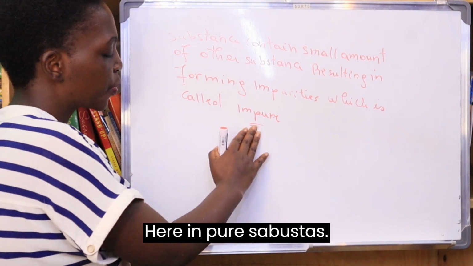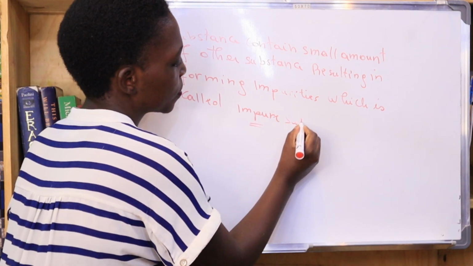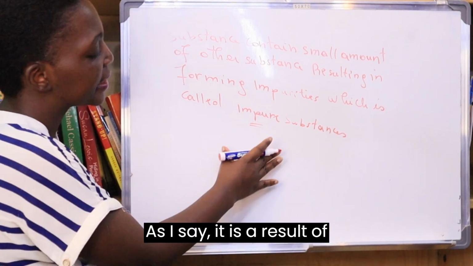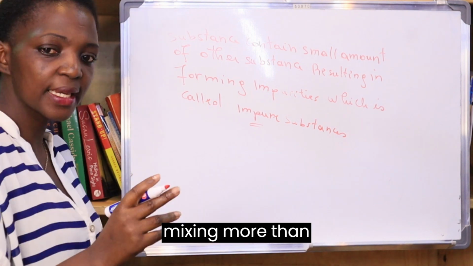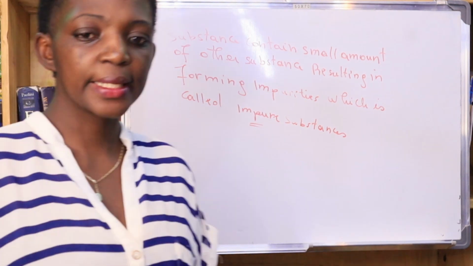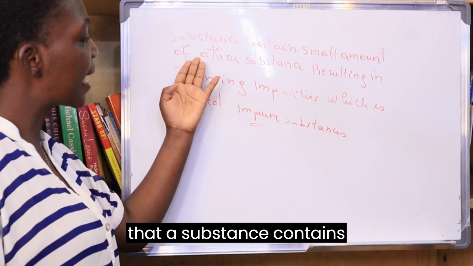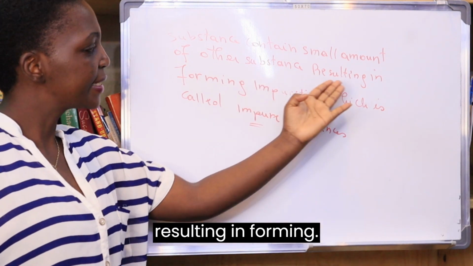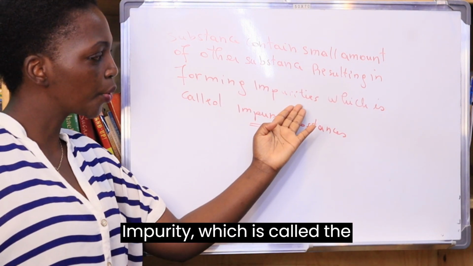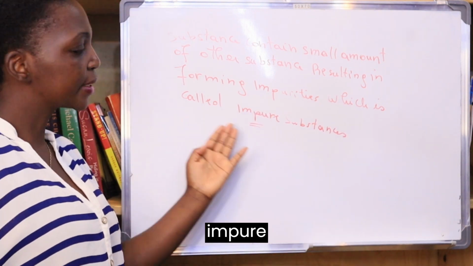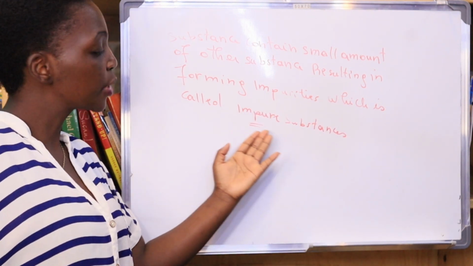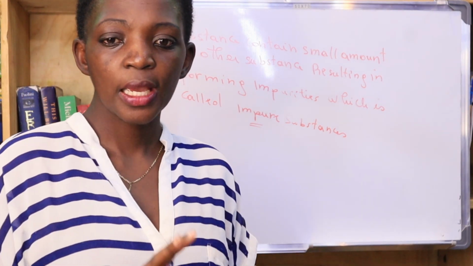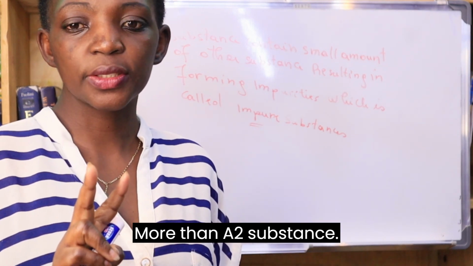An impure substance is a result of mixing more than one substance. We say that a substance contains a small amount of another substance, resulting in impurity, which is called an impure substance.